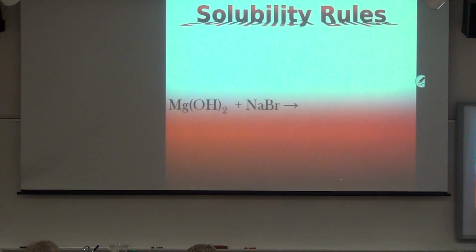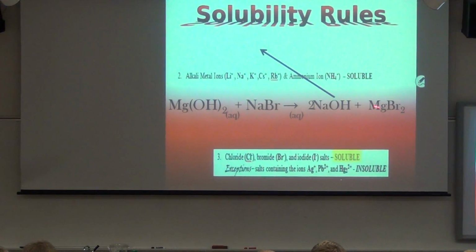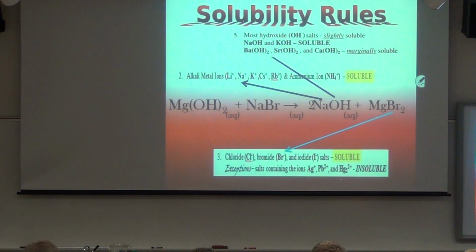One more. This is written backwards on your note sheet. On your note sheet, I think you have NaOH plus MgBr2. Is that correct? Yeah, so what you have listed as your reactants are actually your products. Those are both aqueous. The NaOH and the MgBr2 are the products.